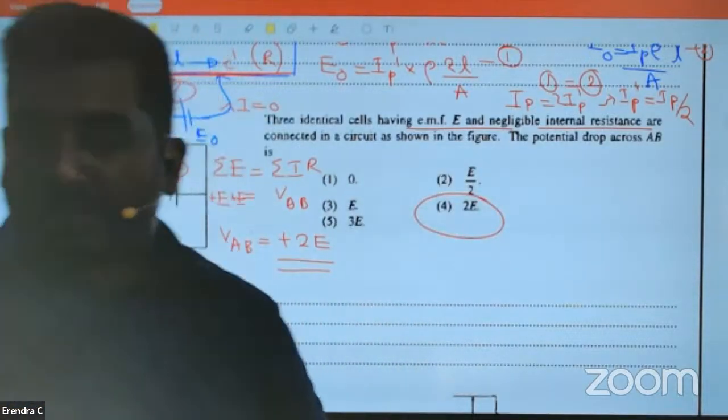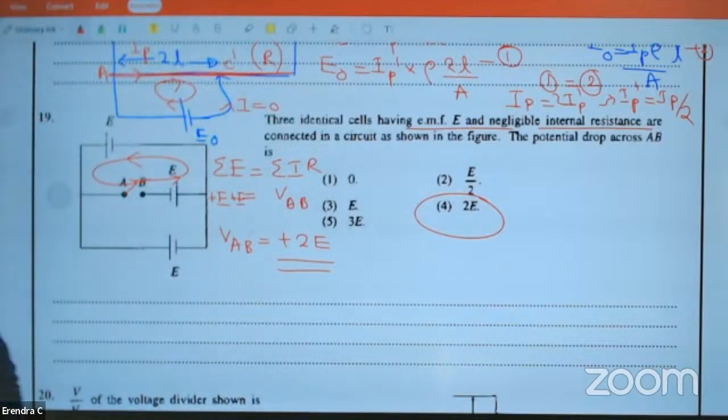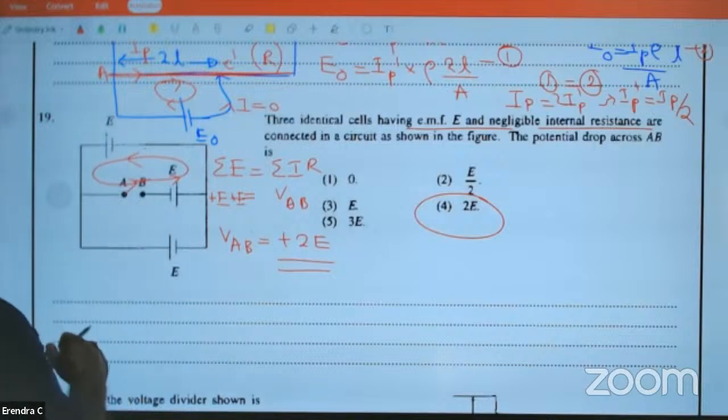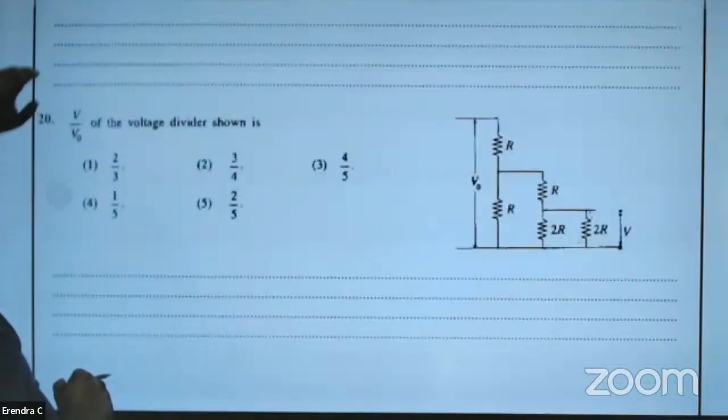Directly applying Kirchhoff, you can get the answer for the open terminals. Okay, no? For the open terminals.